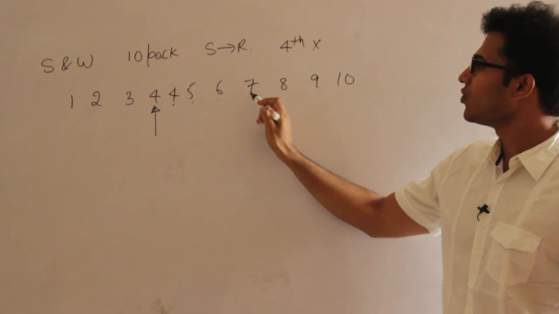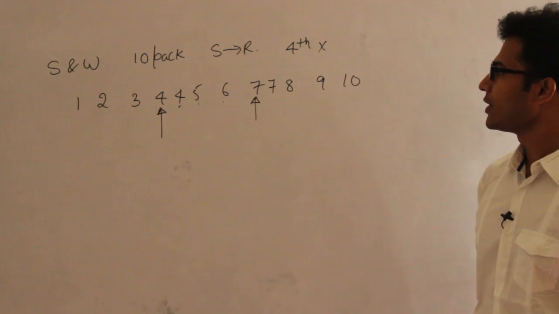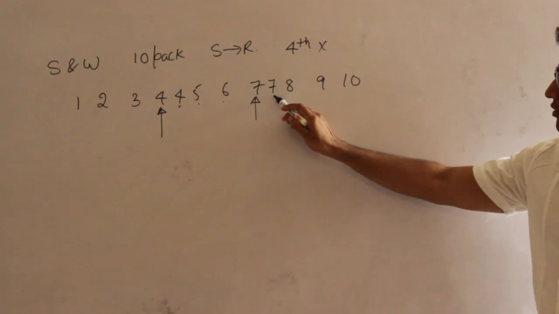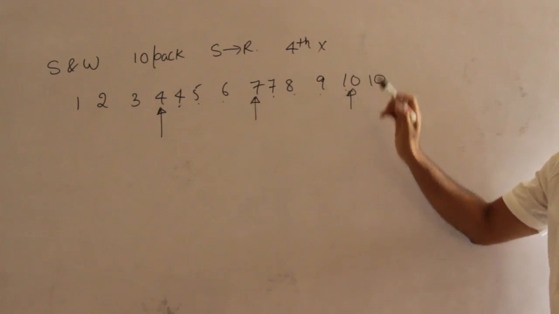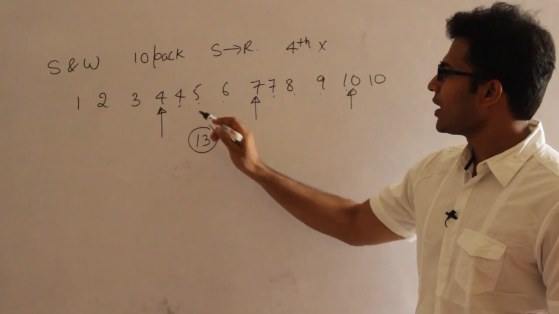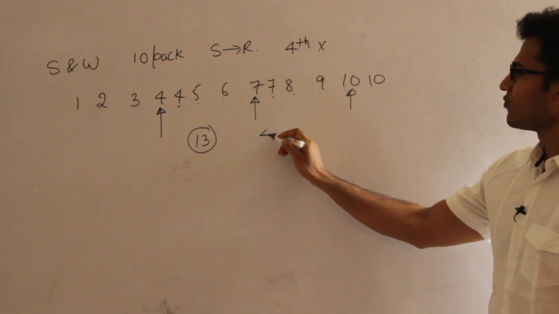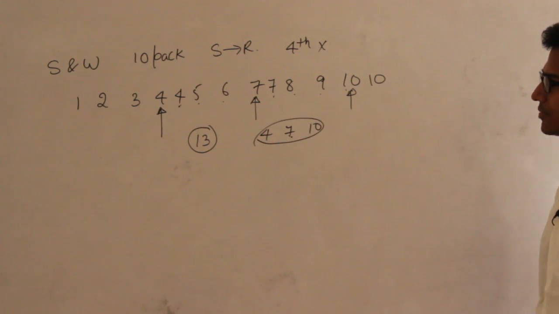1 2 3 4. The next loss is here at 7, which means 7 is again lost, right? So again you have to count from 7. 1 2 3 4, which means 10 will be again retransmitted. Therefore the total number of packets that will be transmitted is 13. And what are the packets that are retransmitted? 4, 7 and 10. These are the packets that are retransmitted.